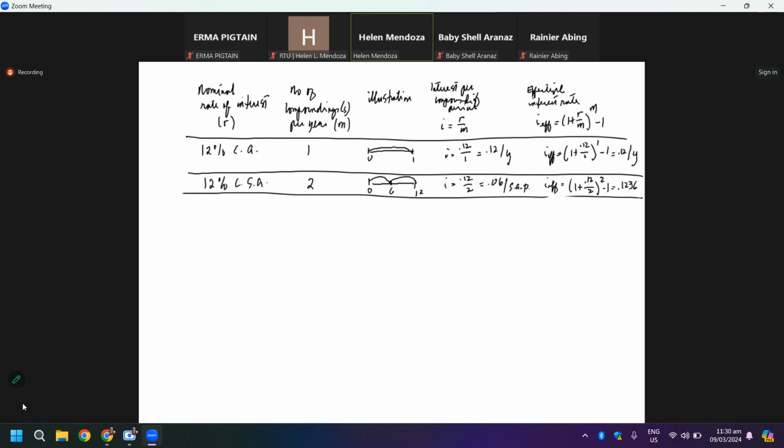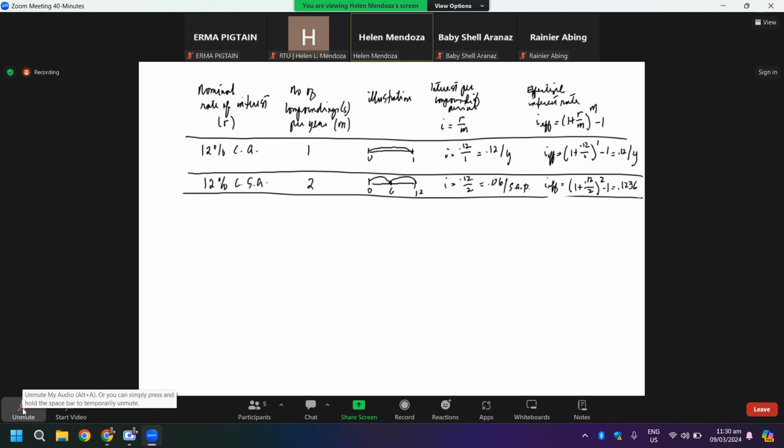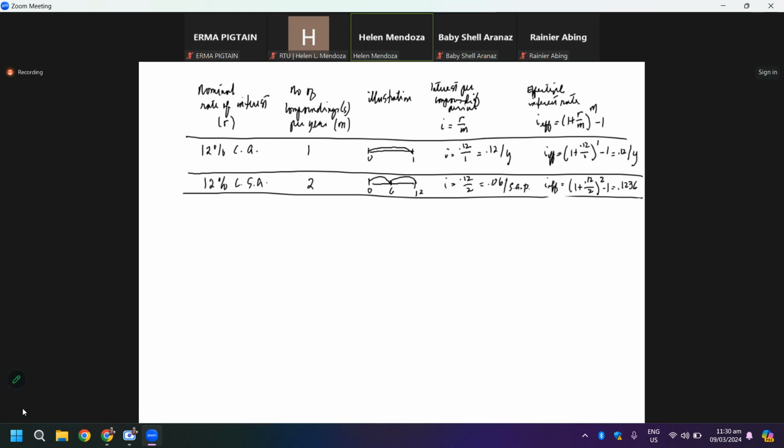Now, 36 centavos is a function of twice a year compounding. That is, the excess 36 centavos is simply an interest of the first 6 months, which also receive another interest for the next 6 months. Yun yung epekto ng more frequent compounding.